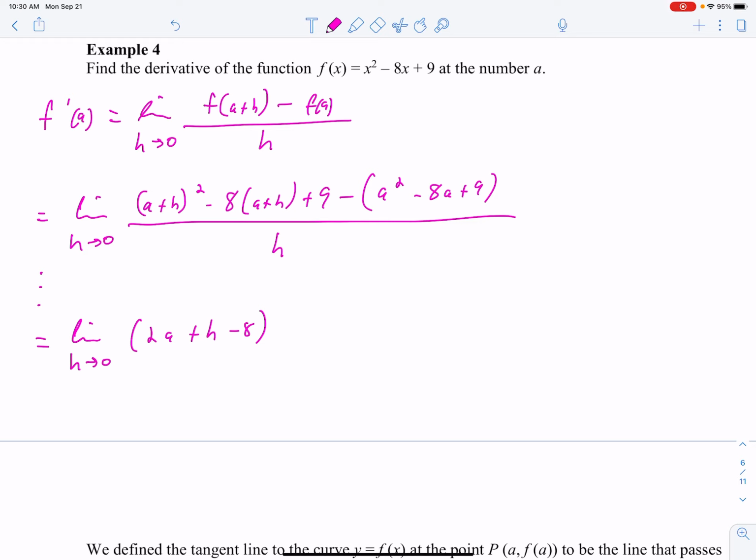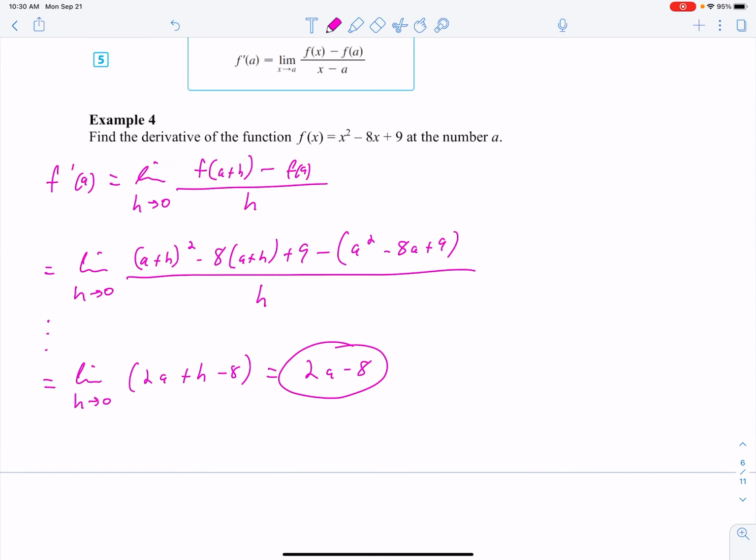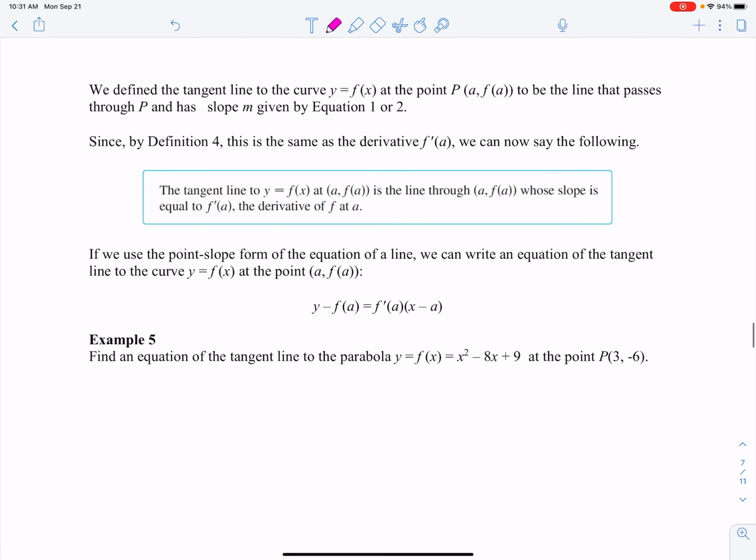All right, so we ask ourselves, is this a polynomial or a rational function? Well, this is a polynomial, so we're allowed to plug in 0. So there we go, 2a minus 8. Again, that is the derivative. This is going to be a general form of the derivative of this function at some x value a. Okay, so very important that you know how to do this stuff. And again, you've got to show your work on the exam. Don't do this on the exam, right? I'm doing that for the interest of time here. You have to show your work.